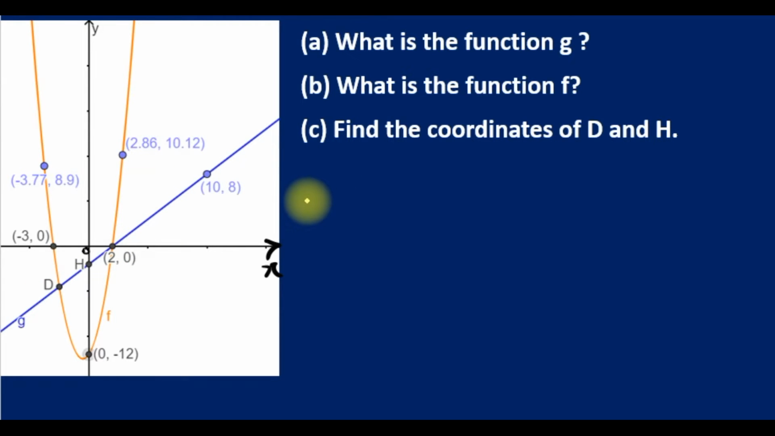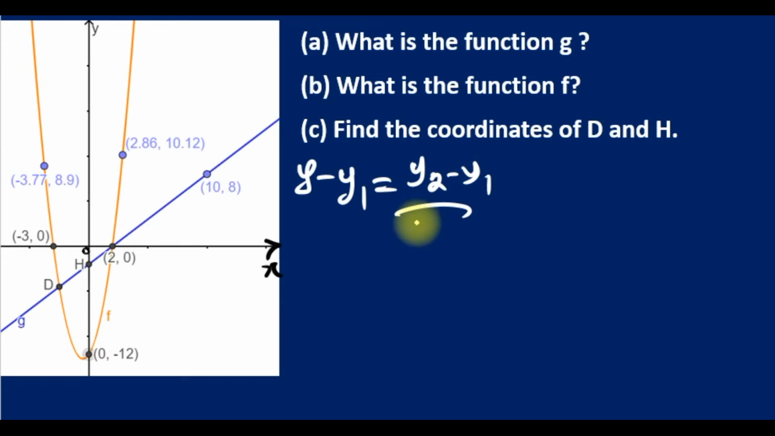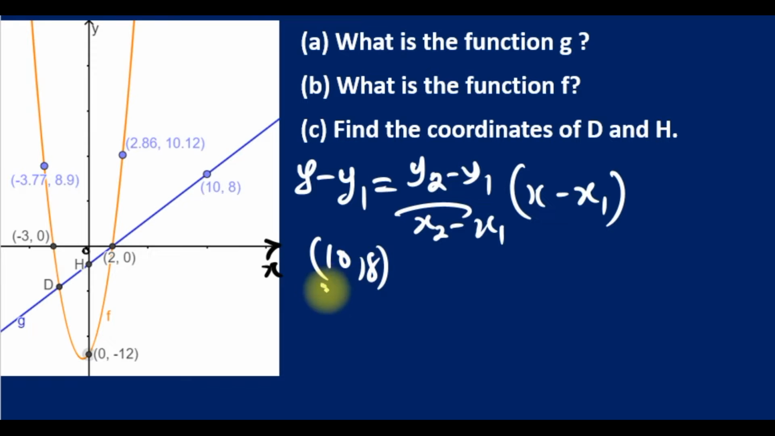So using the equation of a line given 2 points, the formula is y minus y1 equals y2 minus y1 over x2 minus x1 times x minus x1. We can just call any point. Okay, let's call (10, 8) x1, y1, and the other point (2, 0) x2, y2. So that one is our slope.